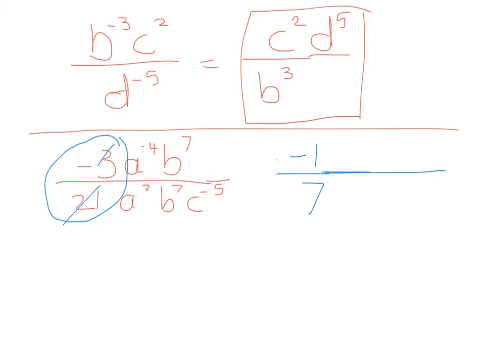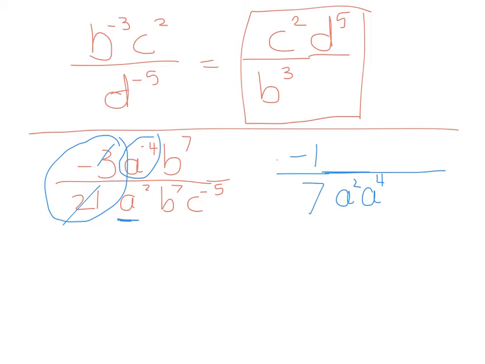Now, I'm going to take my negative exponents and move them to the other side. So I only have to deal with positive exponents. So a squared is on the bottom, and I'm going to leave it there. A to the negative 4, I'm going to bring it down. So I now have a to the 4th. I'm going to leave that for now.